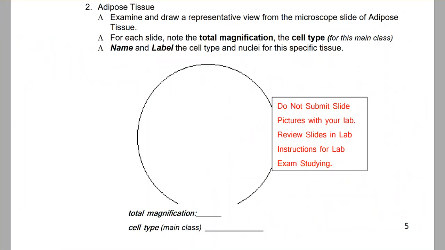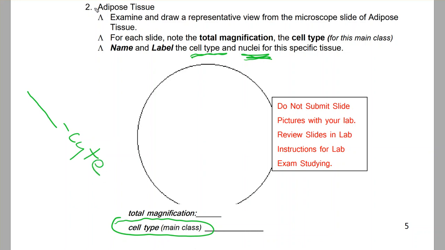On your lab report, we're looking at the histology pictures, and it asks you to identify a couple of things. So name and label the cell type and the nuclei for a specific tissue. A cell type, remember, is living cells in a non-living matrix, so our cell type is going to be some word with an ending of cyte on it. For adipose tissue, the cells that are unique to adipose tissue are adipocytes. That pattern is going to follow through all of these tissues.